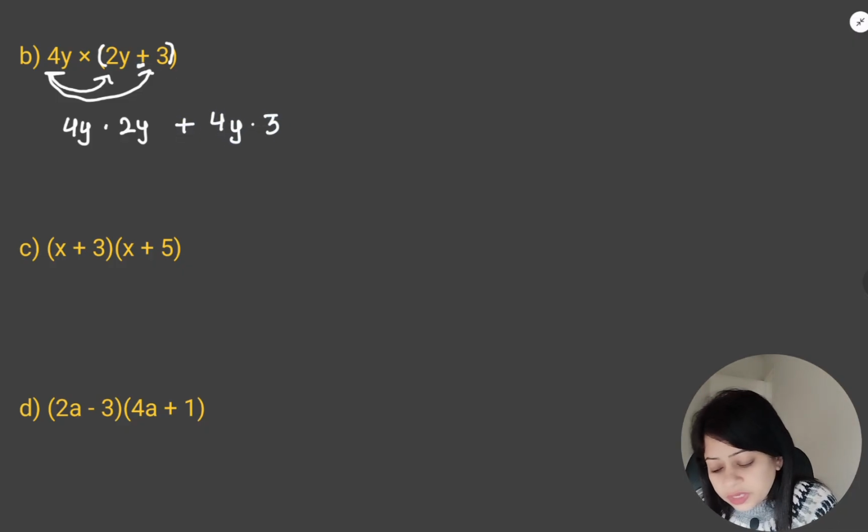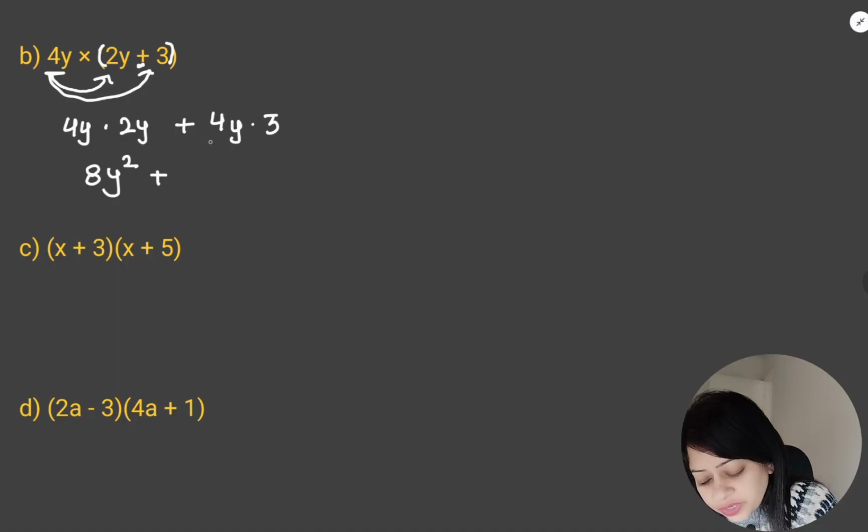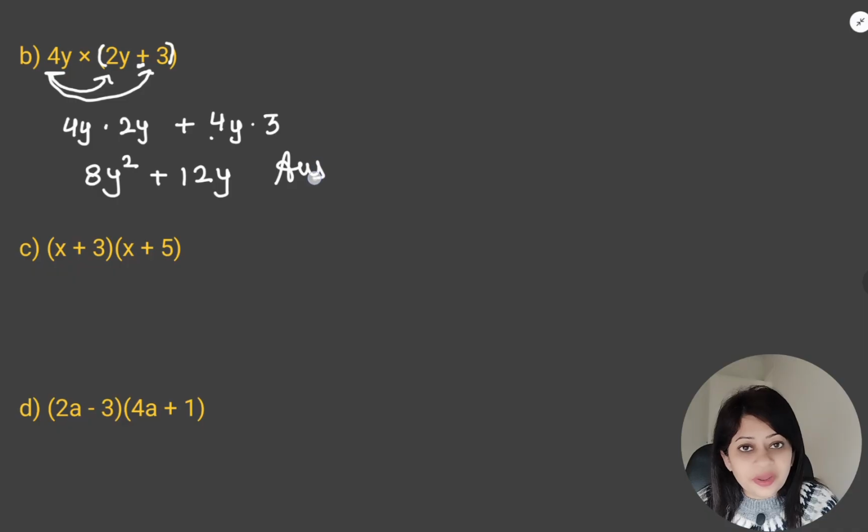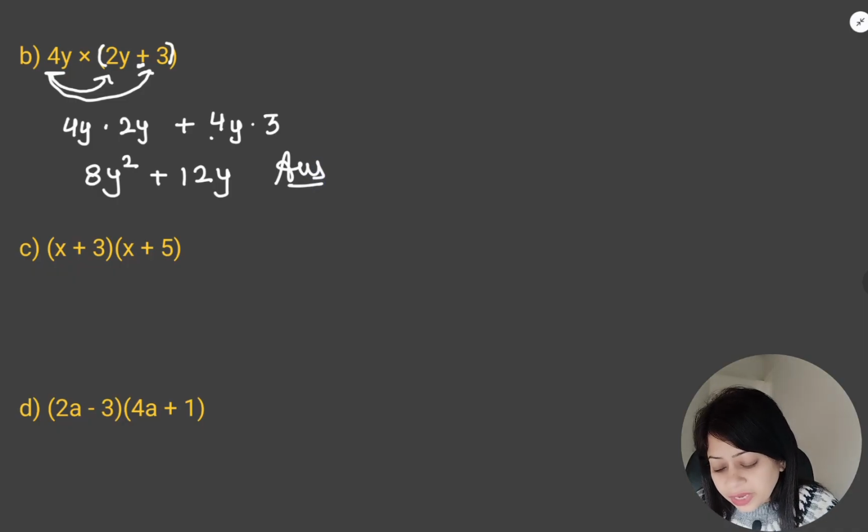Now, what is 4y times 2y? 4 times 2 is 8. Because you are multiplying, so you will add the powers. This is y square, right? Plus 4 times 3 is 12. y. y is only 1, so this is our answer. I hope you are getting it, right?